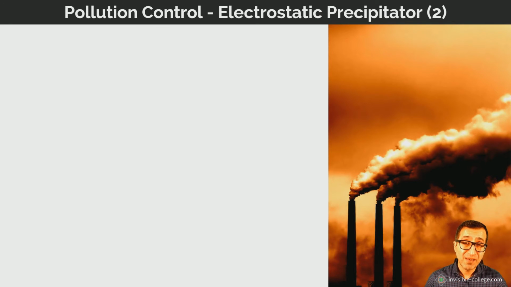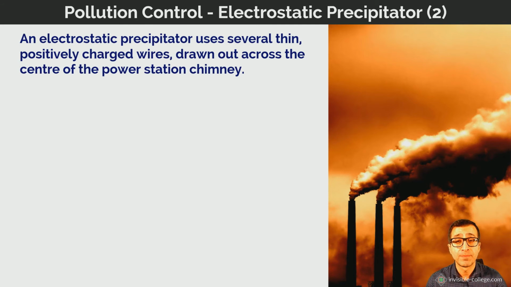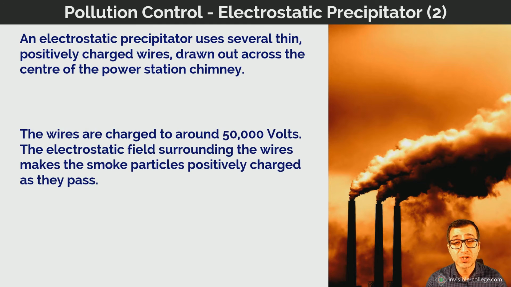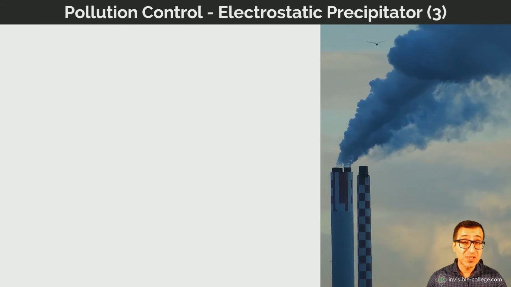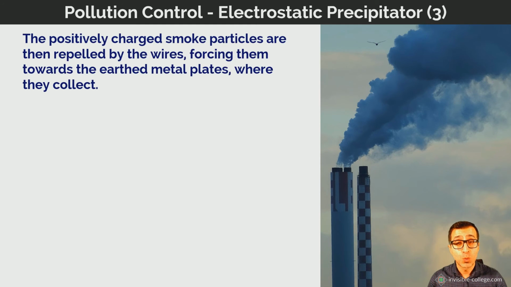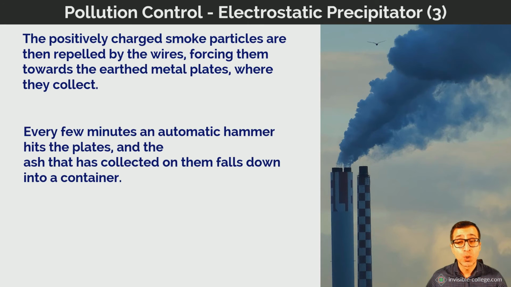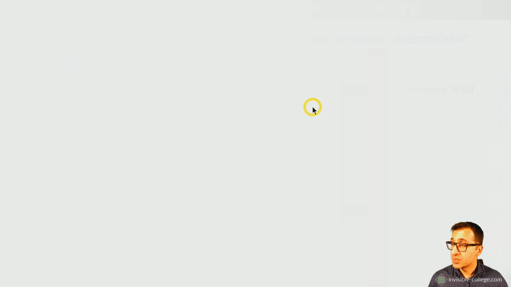So this type of device uses several thin positively charged wires which have been drawn out across the center of a power station chimney. The wires are charged to about 50,000 volts. Now, the electrostatic field surrounding the wires makes the smoke particles positively charged as they pass. The positively charged smoke particles are then repelled from the wire, forcing them towards earthed metal plates where they end up collecting. Now, every few minutes there is an automatic hammer mechanism that hits those plates and shakes loose those particles of ash and dust, which then fall down into a container where they can be collected and then taken away and disposed of. So here is an animation that shows how this works.